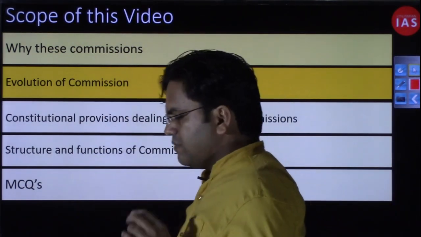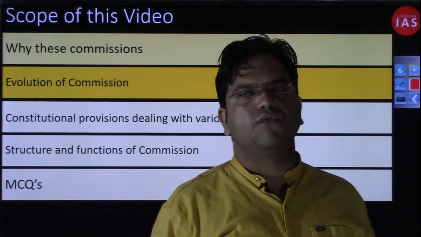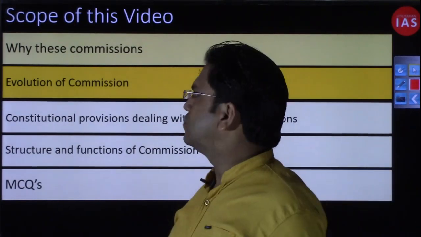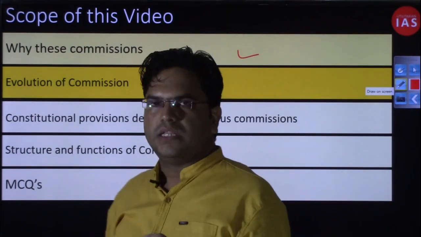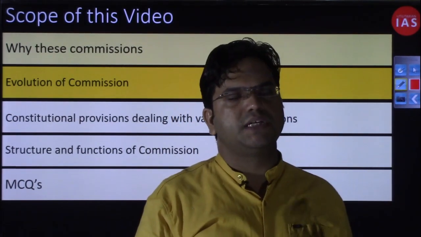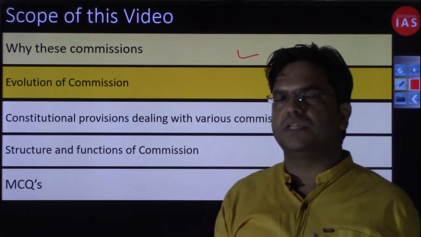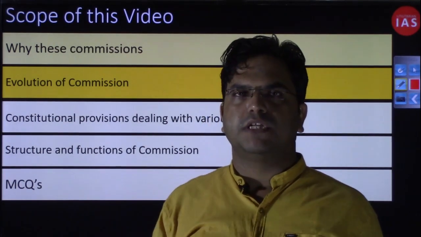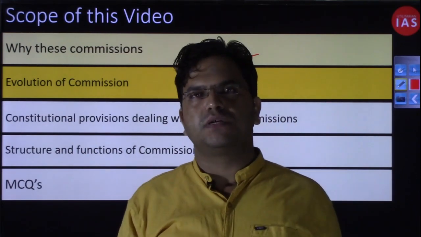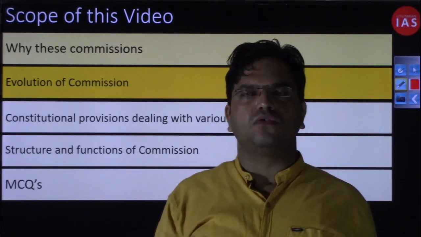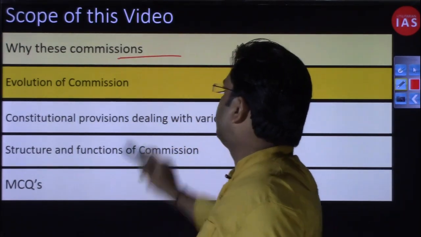So why have these commissions been established? Why a commission for SCs, why a commission for STs, and why a commission for backward classes? That we'll discuss in the first leg of this video. We'll cite the historical reasons, how historical injustices have been meted out to these weaker communities. Although the Constitution has provisions protecting their interest, there needs to be some agency that takes care of whether these constitutional protections are actually safeguarding their interest or not. That we'll discuss in the first leg of this video.